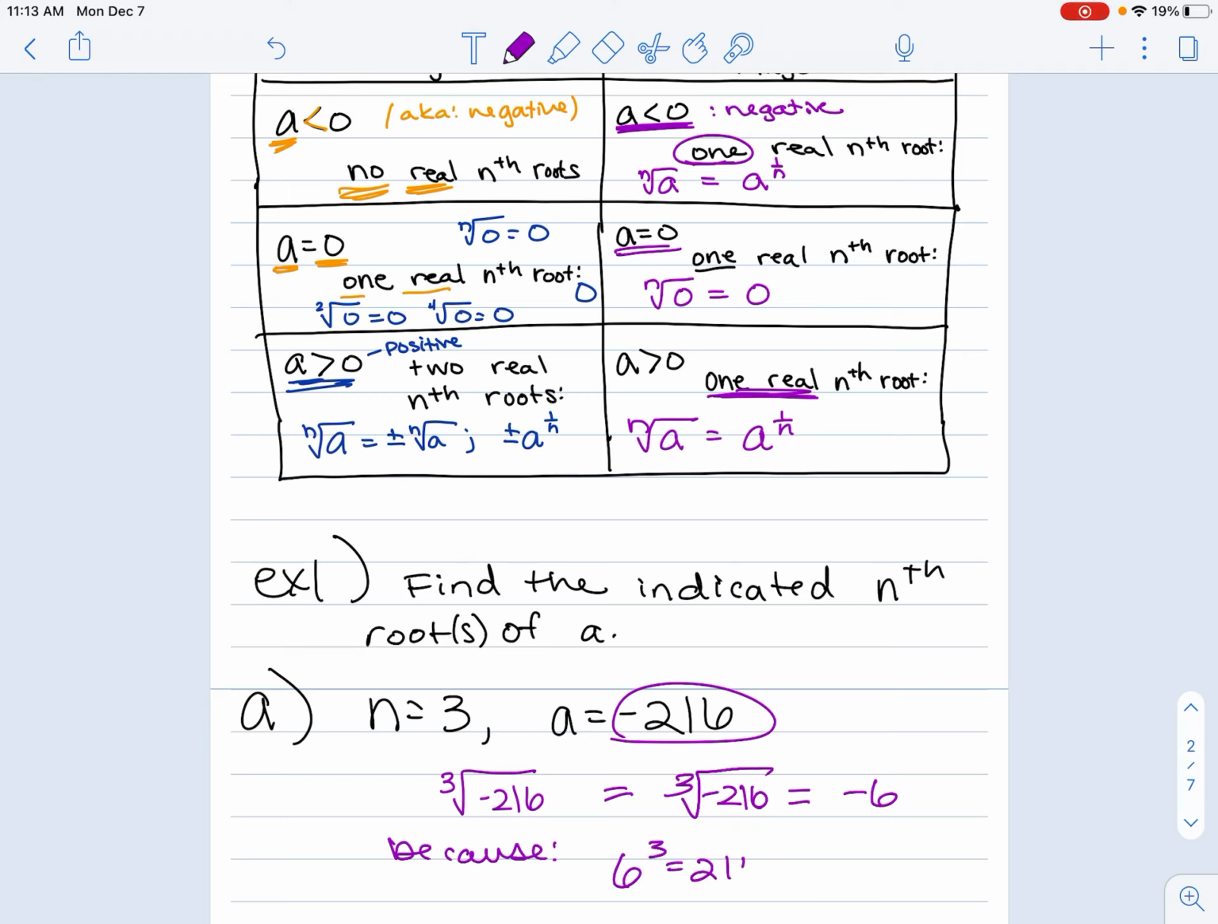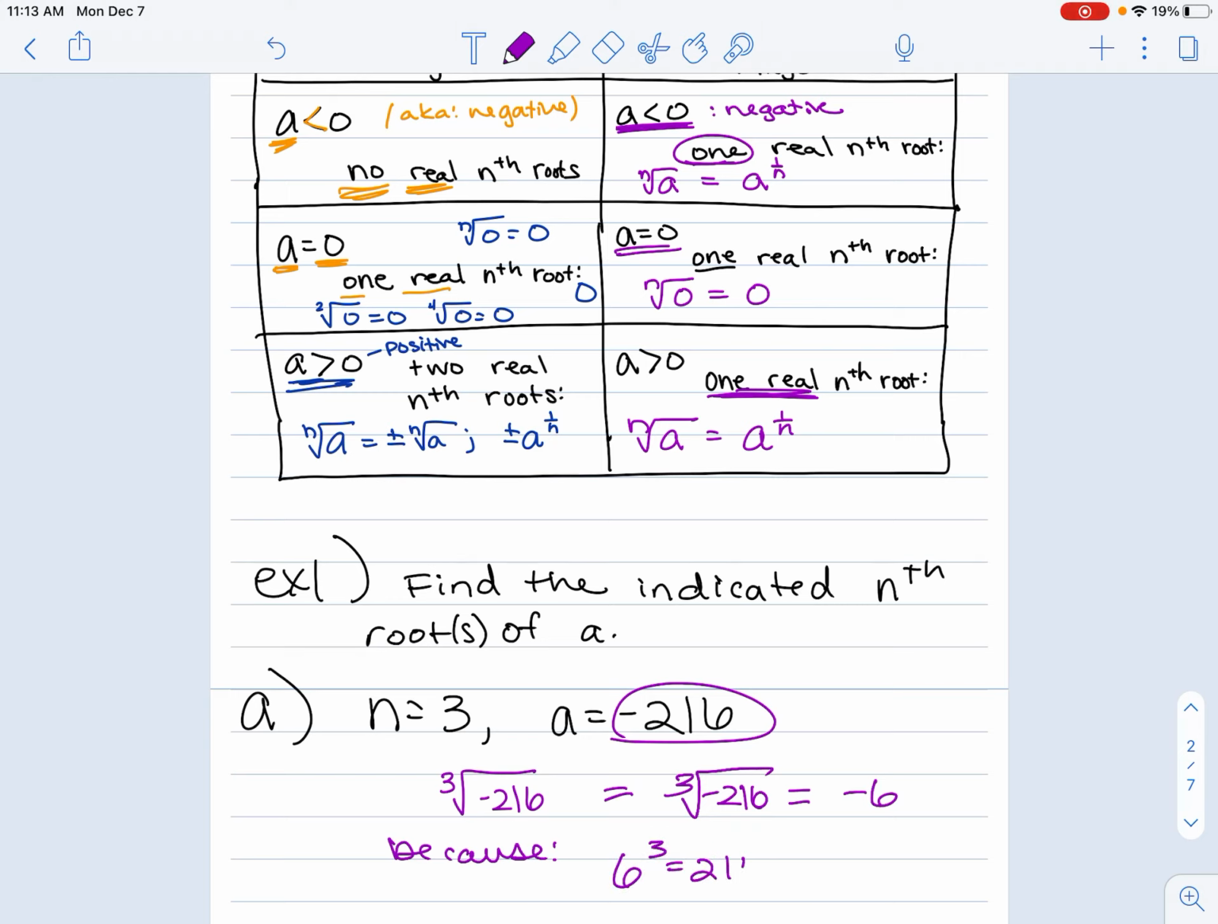Okay, and then for part B here, if I've got the nth root is 4 of a, which is 81. So again, this is our even root, and inside is a positive. So we're going to look at our chart. So here it is. We've got an even root and we've got a positive here. Then we know that there's going to be 2 real nth roots. So we know this is going to be positive or negative, the fourth root of 81.